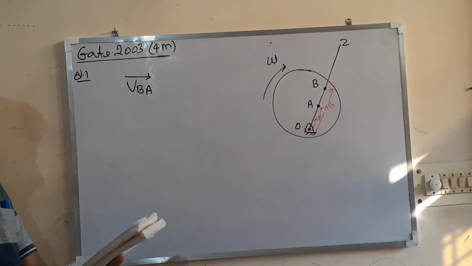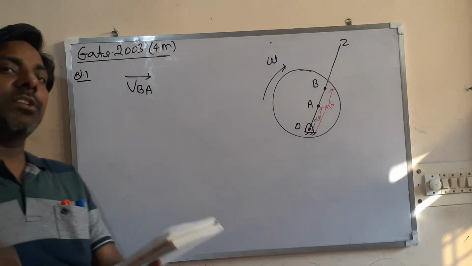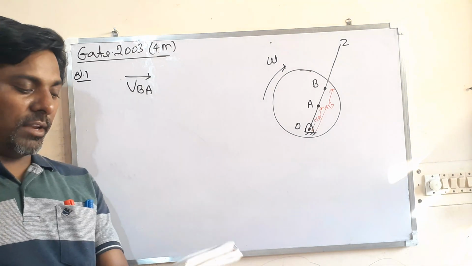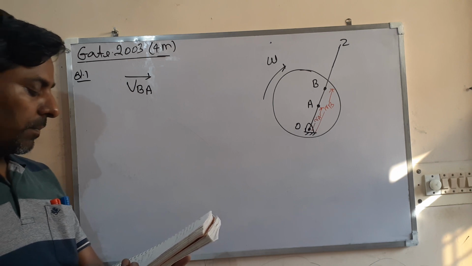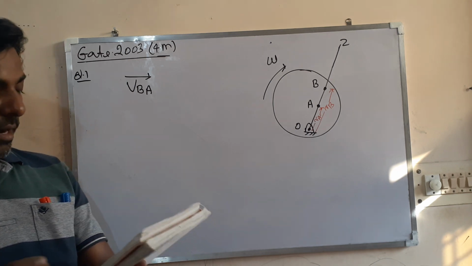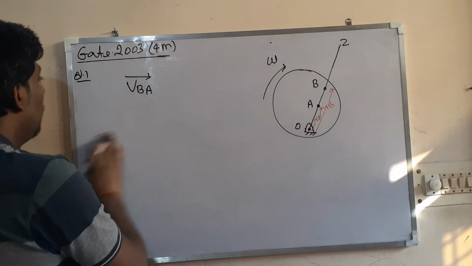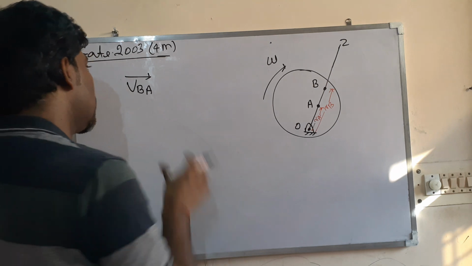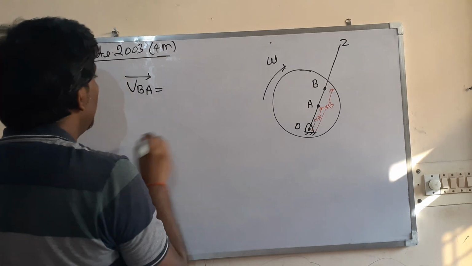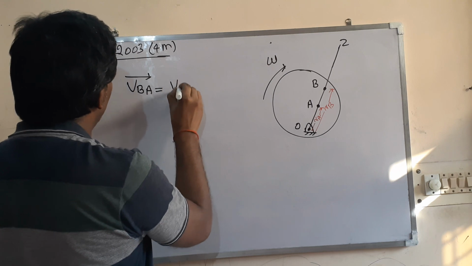Velocity of point B with respect to A is a vector of magnitude... Only he is asking the magnitude. The options are 0, or omega RB. So let us calculate what VBA will be in magnitude and direction. Let us complete it. So velocity of point B with respect to A is equal to what?